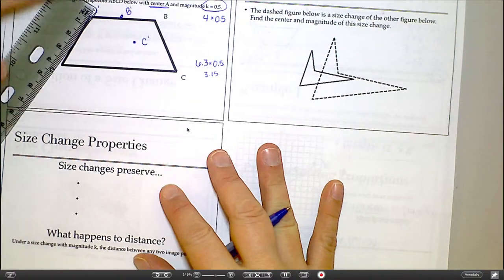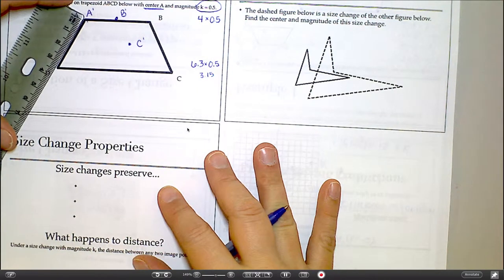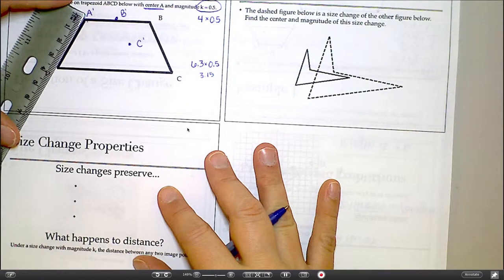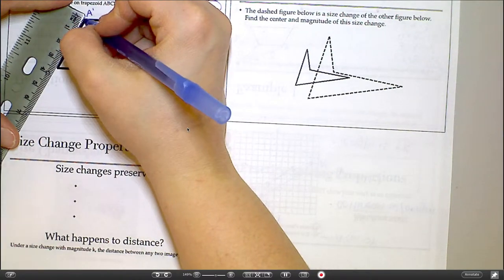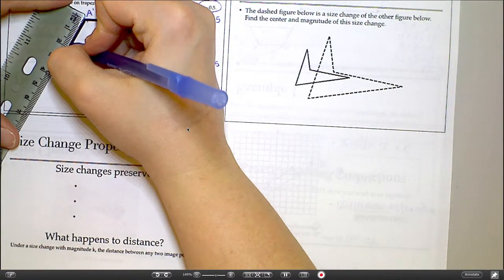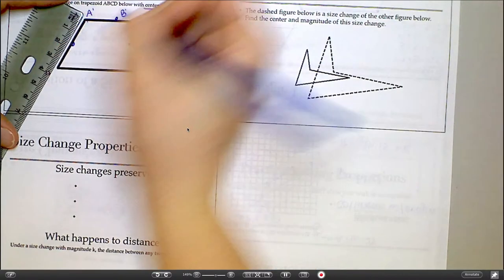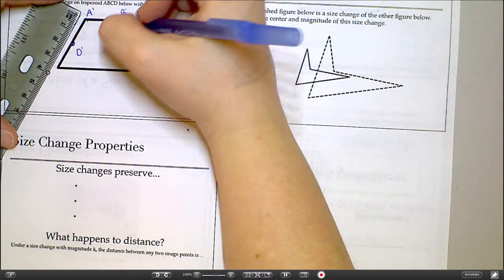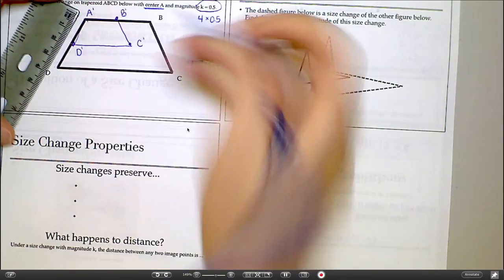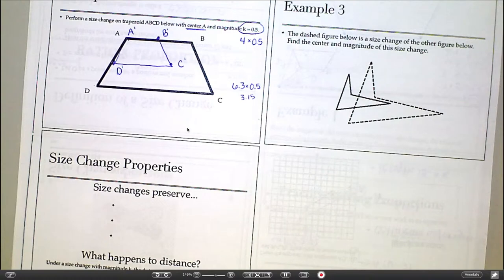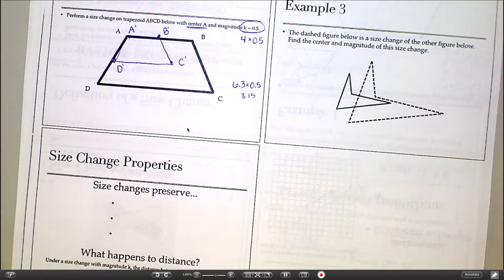And then from A to D is 3.6. Okay, I'm good with 3.6. So half of that would be 1.8. Okay, so 3.6 times 0.5 would be 1.8, which would be like here. That's your D prime. And then if you reconnect those, you'll get kind of that trapezoid inside a trapezoid. Okay, so there's your size change of 1/2. Okay, which means all the sides got half as big. Good with that?